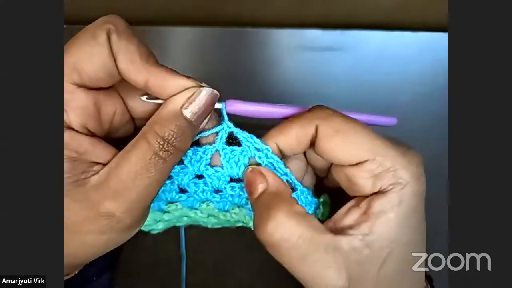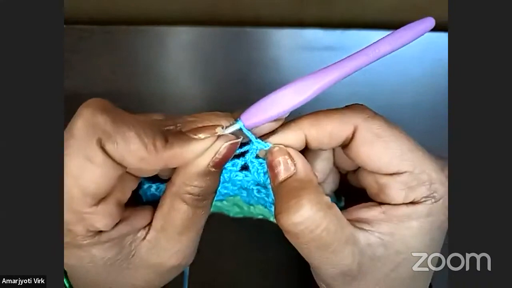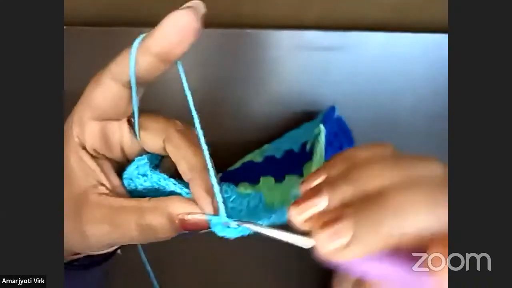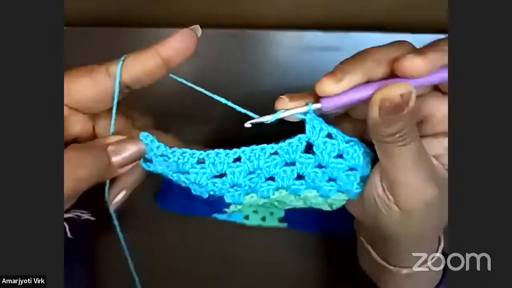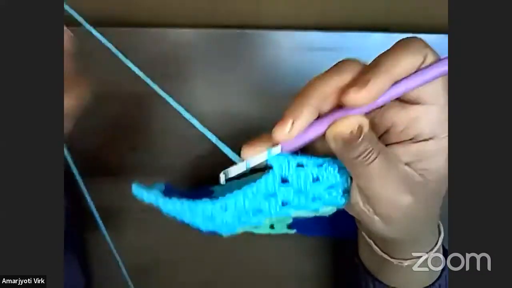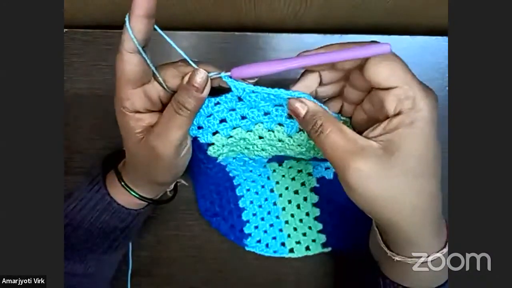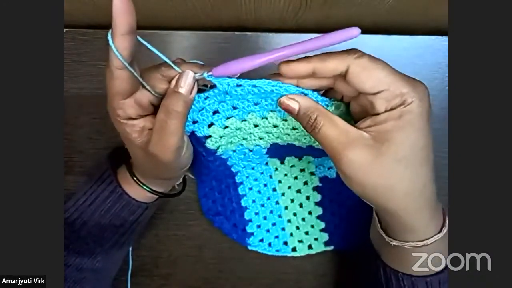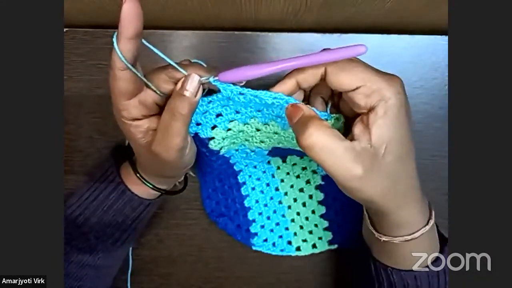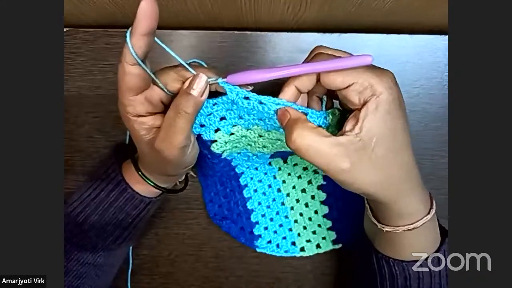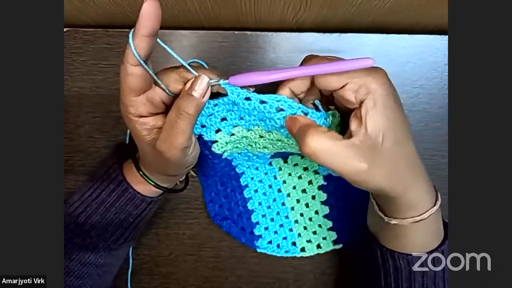Chain 3 and 1 double crochet in the first space. Chain 1 and 1 double crochet in the second space. After that, chain 1 and make proper blocks till the end. And this row will also end with chain 1 and 1 double crochet on the top stitch or the last stitch. Shall I repeat it once again? Start with chain 3, 1 double crochet in the first stitch or first chain space.